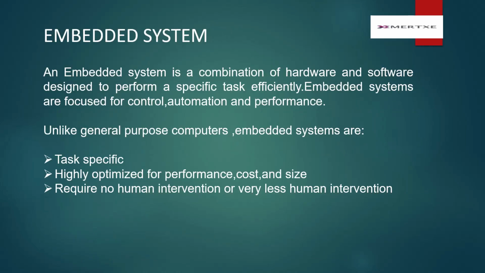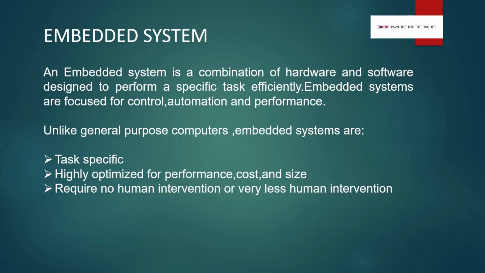Next, we can go to what an embedded system is. An embedded system is a combination of hardware and software designed to perform specific tasks efficiently. Embedded systems are focused on control, automation, and performance. Unlike general purpose computers, embedded systems are task specific, highly optimized for performance, cost, and size, and require no human intervention or very little human intervention.